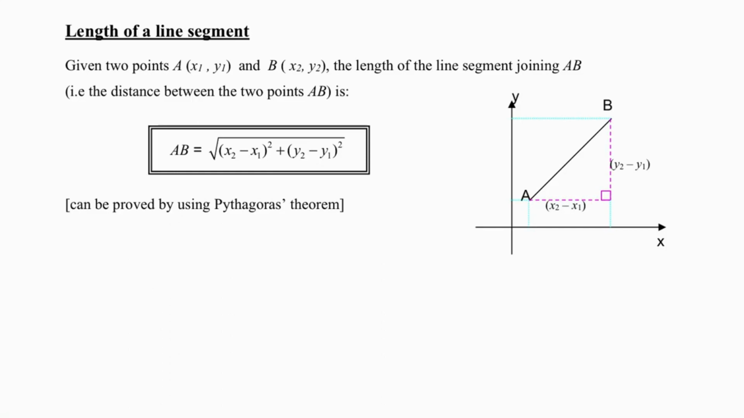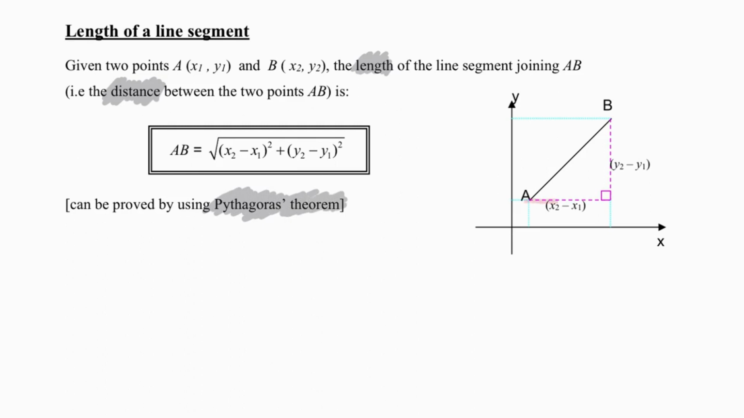Hello everyone, welcome to this video where we are going to explore the length of a line segment. For this particular question, I'm going to look at 2 points, given 2 points x1, y1 and x2, y2, point A, point B. What will be the length? And sometimes we refer to the length as distance. This is the formula, and I'm going to prove by Pythagoras theorem how this formula comes about.